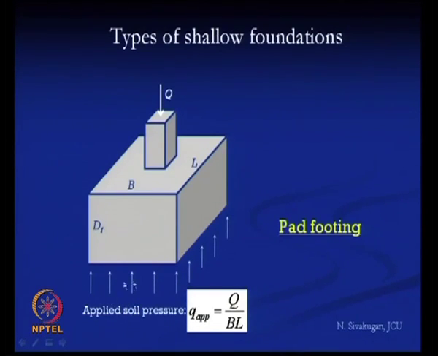This is the applied soil pressure, which is basically Q by B into L. If it is a rectangular footing, then this is B L. If it is a square footing, then B will be equal to L, and this value will be Q divided by B square. So, this is the pad footing or the spread footing, either rectangular or square.